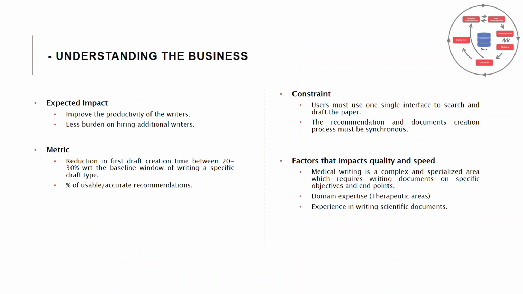We have further narrowed down the key outcomes from a business and technology perspective. The first one is a reduction in first draft creation time between 20 to 30% with respect to the baseline window identified around writing specific types of documents. And the second is the percentage of usable or accurate recommendations from the system. There are also a few additional asks from business to streamline the process using a single platform to search and write documents, and the process shall be synchronous.